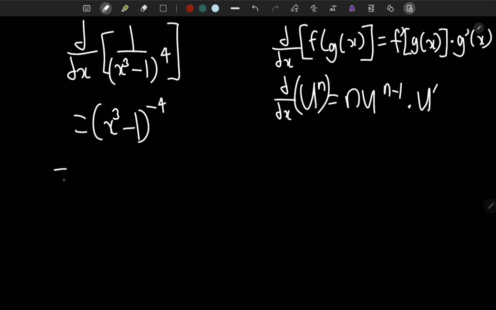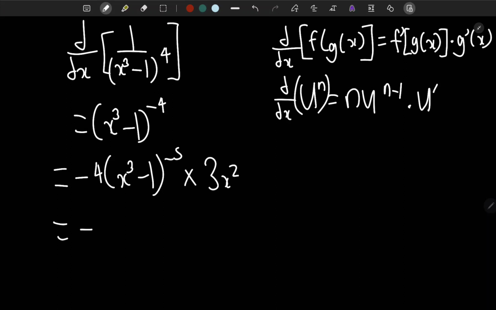So it's going to be minus 4 into x cube minus 1, and minus 4 minus 1 is going to be minus 5, times the derivative of u, which is 3x squared, and you can simplify this, so it will become minus 12 x squared over x cube minus 1 to the power of 5, and that's the final answer.